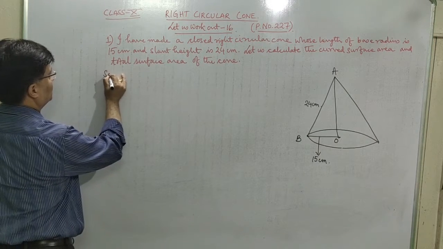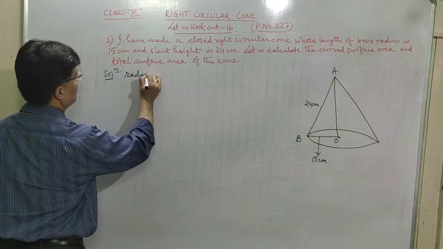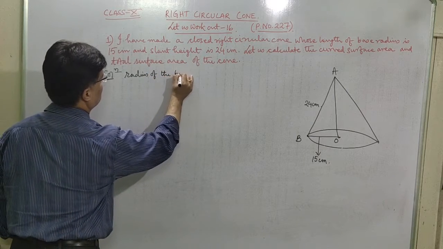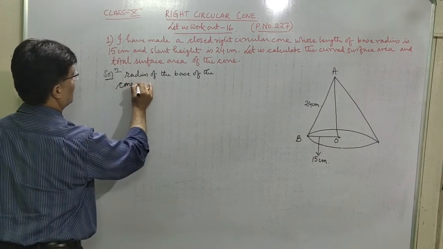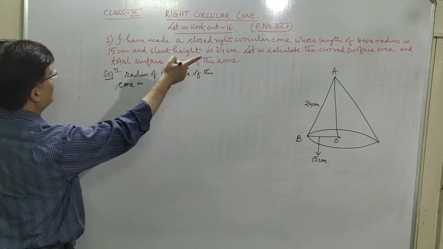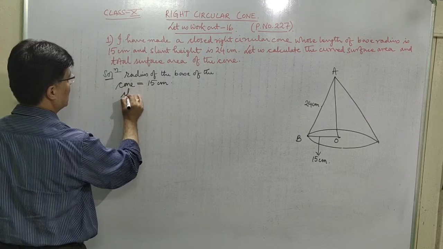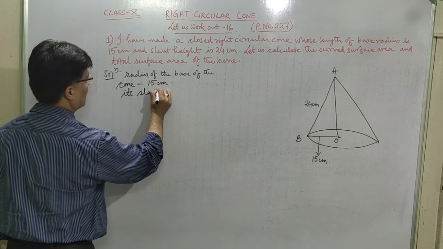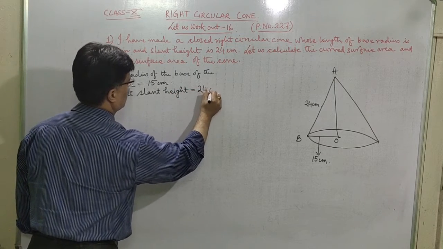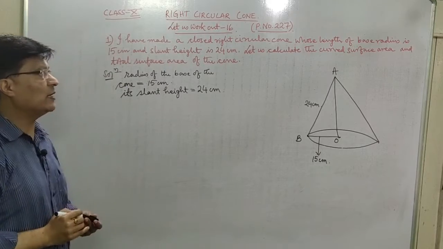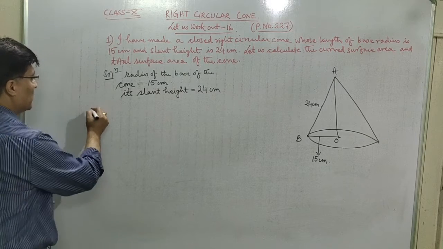Now solution. In this case it is given that radius of the base of the cone is equal to, what is the radius of the base of the cone? Radius is 15 centimeter. And what is the slant height? Its slant height is equal to 24 centimeter. So let us find out the curved surface area, or it is also known as slant surface area.